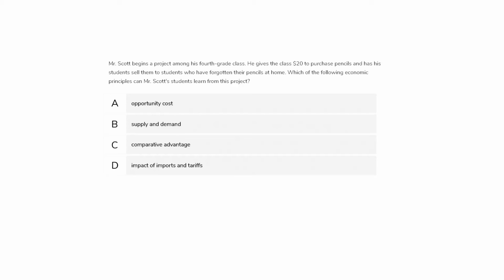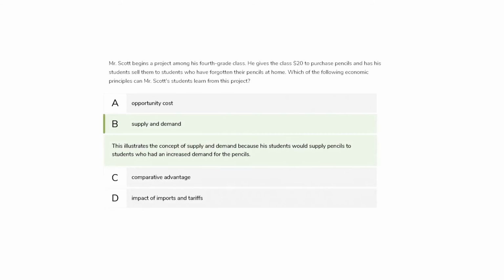Now, let's look at an economic question. Mr. Scott, hey, that's me. Mr. Scott begins a project among his 4th grade class. He gives the class $20 to purchase pencils and has his students sell them to students who have forgotten their pencils at home. Which of the following economic principles can Mr. Scott's students learn from this project? Mr. Scott is introducing his students to the concept of supply and demand, because his students would supply pencils to the same students that forgot them at home.